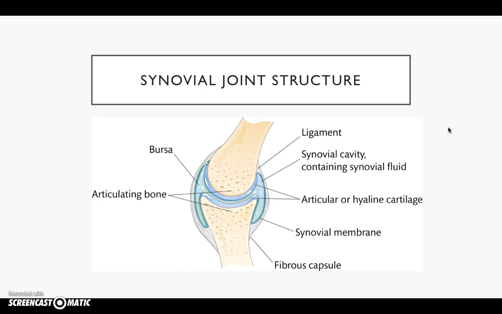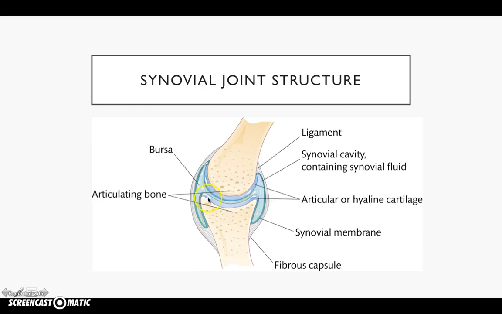Ligament has two functions: it connects bone to bone and provides stability for the actual bones as well. Synovial fluid is thick, it's a liquid, and basically it just lubricates the joint and reduces friction, as well as also provides nutrients for the articular or hyaline cartilage.